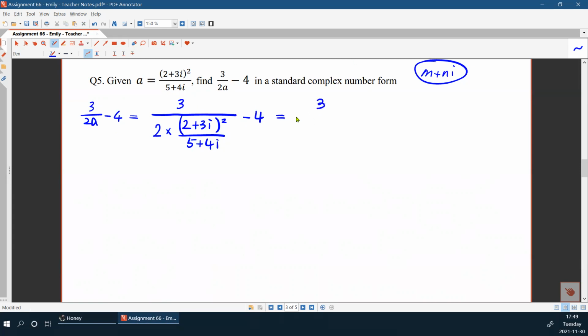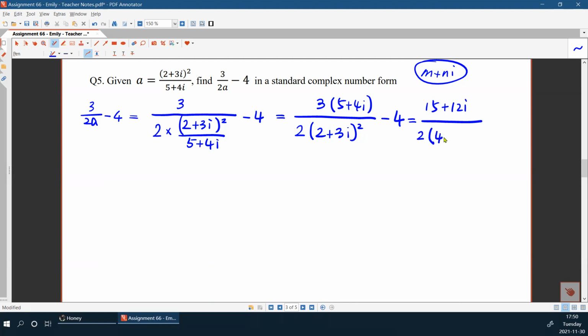Note that 5 plus 4i can be moved up. So this is 3 times (5 plus 4i) over the denominator, which is twice (2 plus 3i) squared, and then subtracted by 4. Let's expand the numerator and denominator. The numerator is 15 plus 12i over twice of 4 plus 12i minus 9, minus 4. This equals 15 plus 12i over twice of minus 5 plus 12i, and then subtracted by 4.